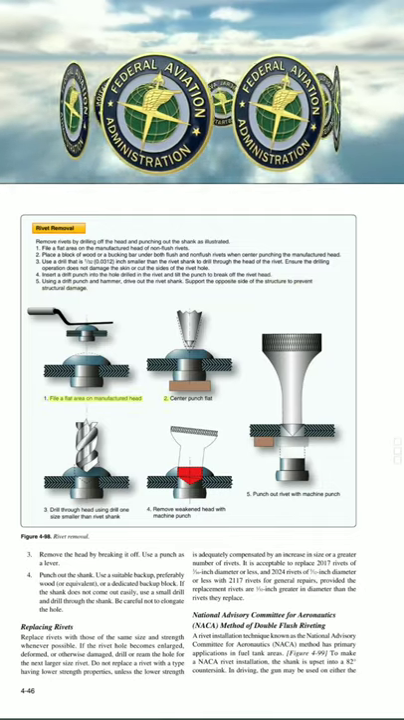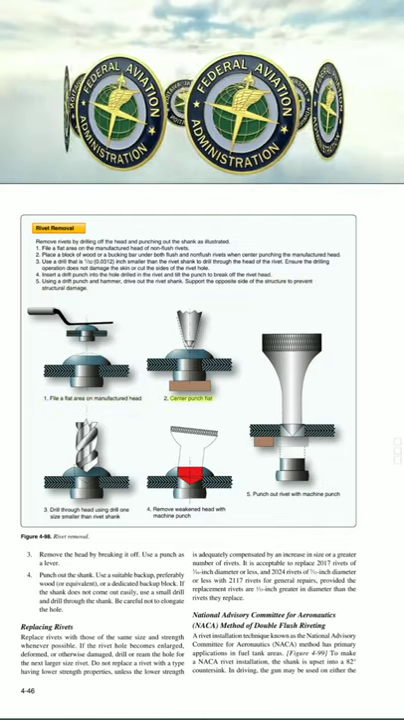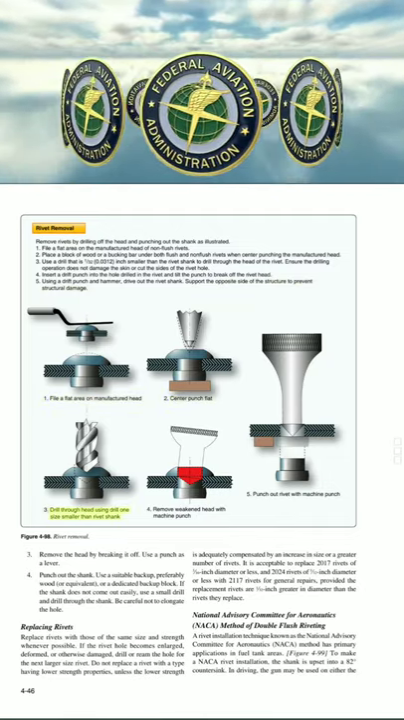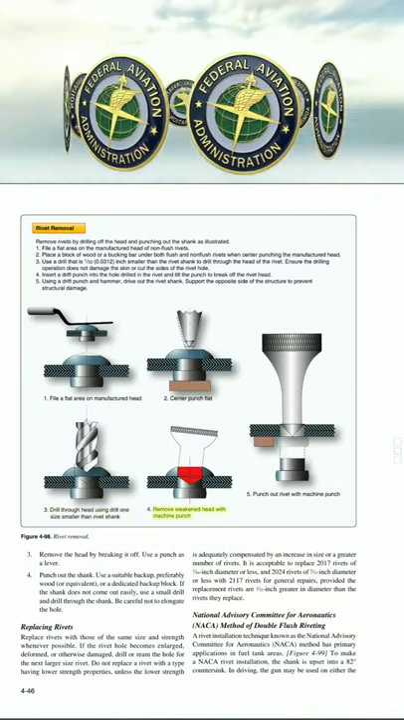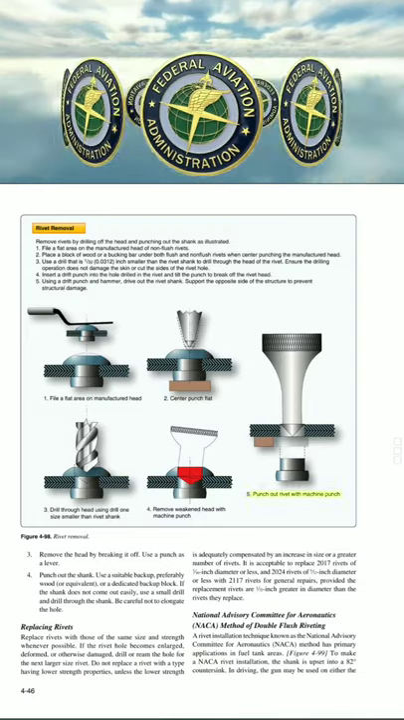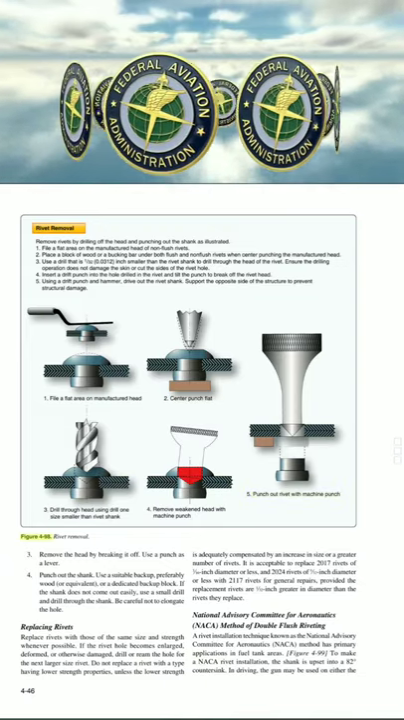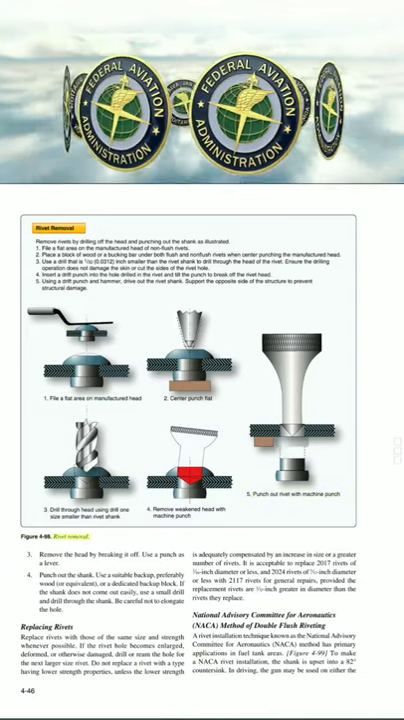1. File a flat area on manufactured head. 2. Center punch flat. 3. Drill through head using drill one size smaller than rivet shank. 4. Remove weakened head with machine punch. 5. Punch out rivet with machine punch. Figure 4-98. Rivet removal.